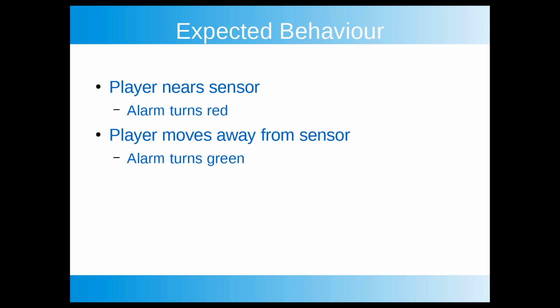Now our alarms are a little bit more complicated. When the player gets near a sensor, the alarm is going to turn red. And when the player moves away from the sensor, the alarm is going to turn green. Now, if the player doesn't exist, for instance, they've been destroyed, since they no longer exist, it makes sense that the alarm is going to be green.